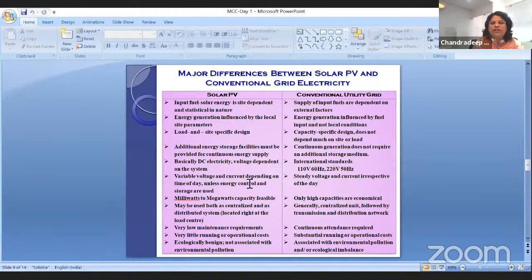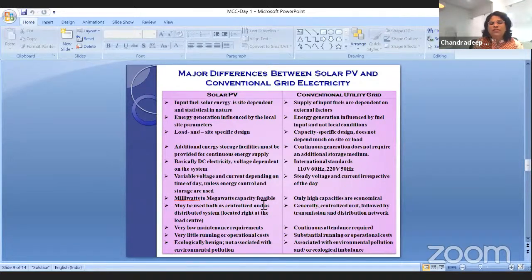Variable voltage and current depending on the time of the day, unless energy control and storage are used. So this point means, as I said, even though I install a 100 watt solar module on the roof of my home, 100 watt is not continuous for 6 hours or 12 hours. It changes. Every second it changes. Current changes, voltage changes. All these things happen in case of solar. But in case of conventional, steady voltage. Whenever you measure with the tester, it will give you 230 volt.